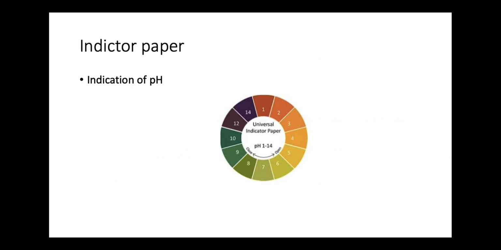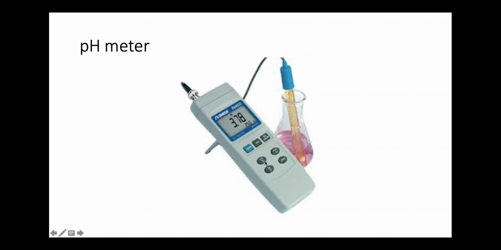Then we have also indicator paper. Put a drop on the indicator paper, and you see the color compared to this wheel. You can find out if the pH is low, from 1 to 3, or high, more like dark blue, almost black. Universal indicator paper turns blue, black when high pH. Next, we also have a pH meter. We put it in a solution and we can read the pH. That's the easiest way to do it. We have to calibrate it, but we can use that.